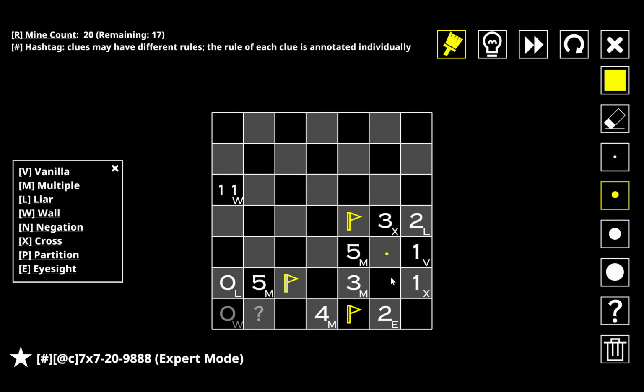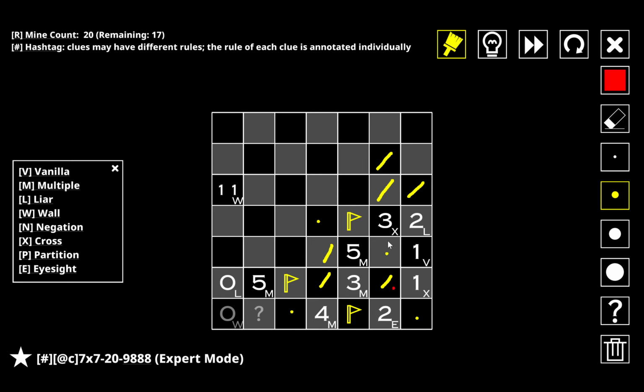First of all, if this one is a mine, then this goes like such. We can also see that this 3 multiple clue is now finished, so we also get all of this information like that. There we are. And that also finishes off this 3 clue. This 2 liar clue is now done. It can only be a 1 at most in this case, and I think that's all the information we'll get.